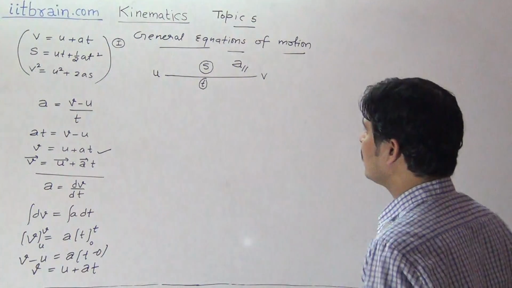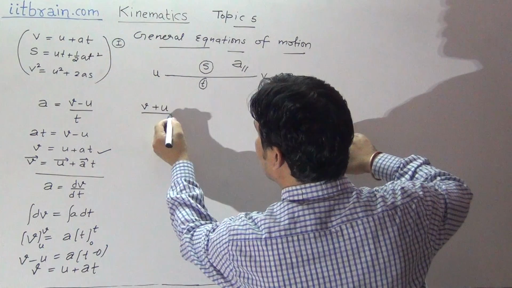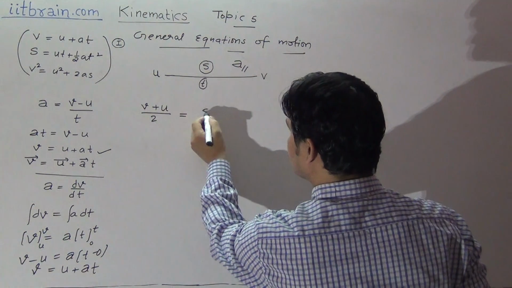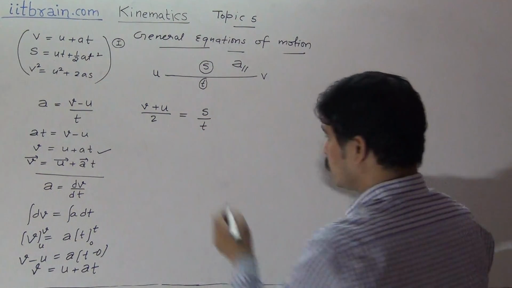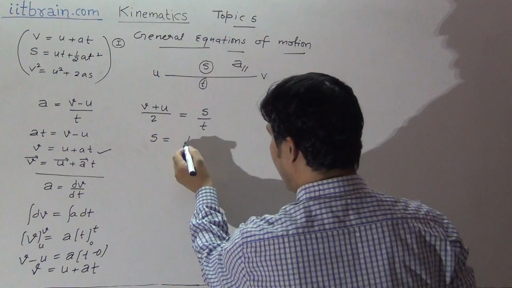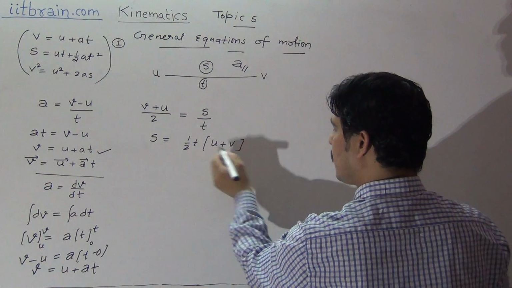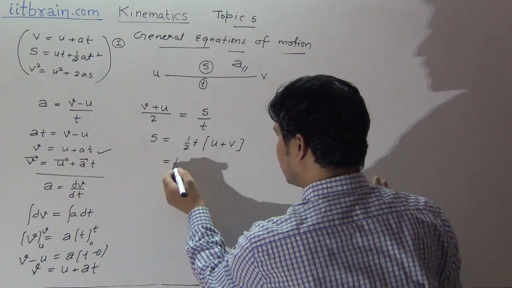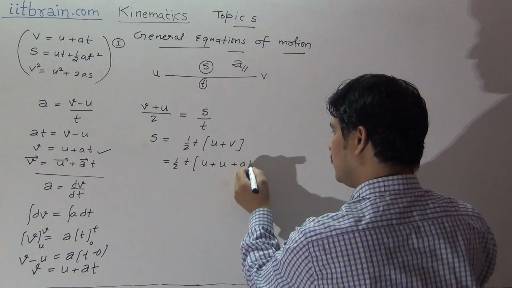Since velocity is increasing linearly, you can take (v plus u) by 2 as the average velocity throughout the track. And we know that average velocity is total displacement over total time taken. So s will be equal to half of t, and in bracket it is (u plus v). Apply the value of v from the first equation, and you will get half t (u plus at).